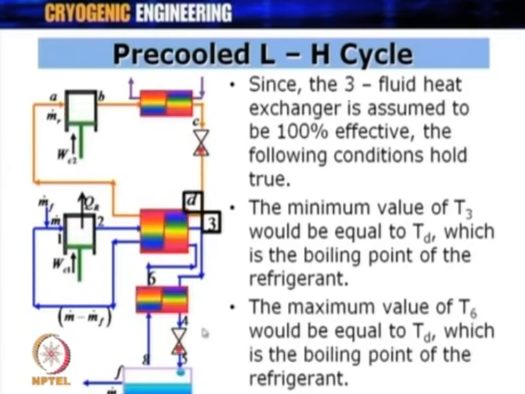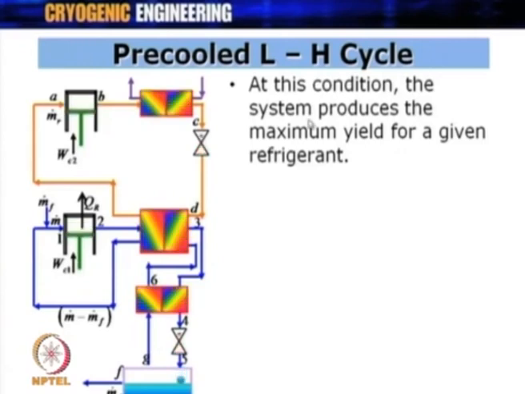The maximum value of T6, similarly, if we assume that this heat exchanger is perfect and ideal, will be equal to T3. The minimum value of T3 is equal to T_D, and the maximum value of T6 is also equal to T3, or equal to T_D. So, the maximum value of T6 would be equal to T_D, which is the boiling point of the refrigerant. We are talking about the case when the heat exchanger effectiveness is 100%. At this condition, the system produces the maximum yield for a given refrigerant. As we were saying earlier, if the temperature at which the gas enters the heat exchanger is lowest, you will get maximum yield.